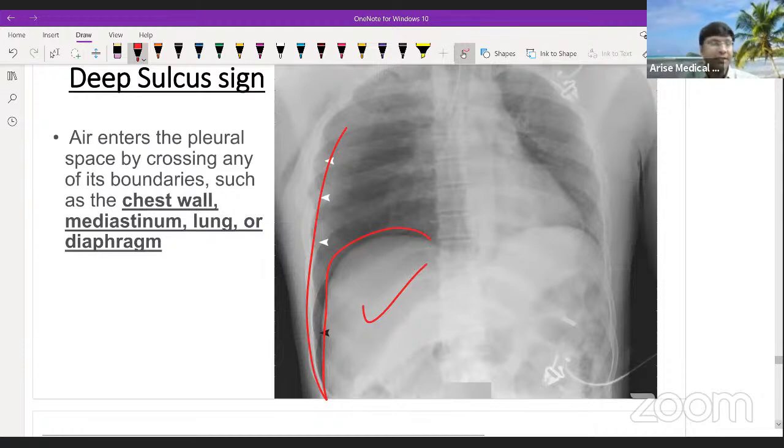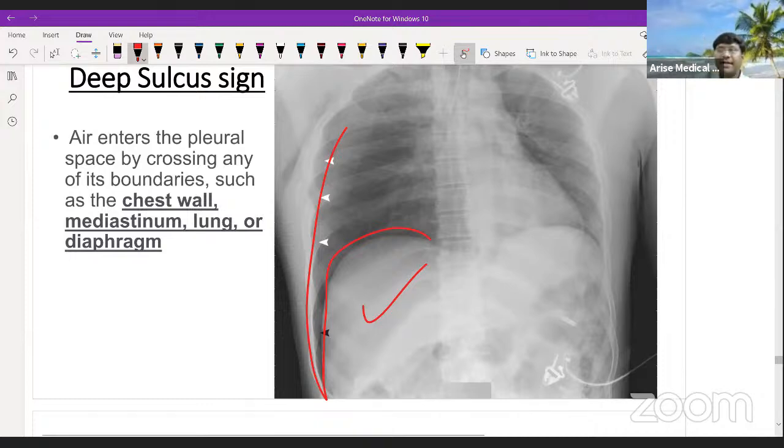This is the deep sulcus sign. So what will happen in this deep sulcus sign? Air enters the pleural space by crossing any of its boundaries, either the chest wall, mediastinum, lung, or the diaphragm. That is what is called the deep sulcus sign, seen in patients with pneumothorax.